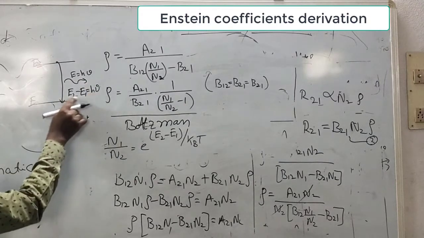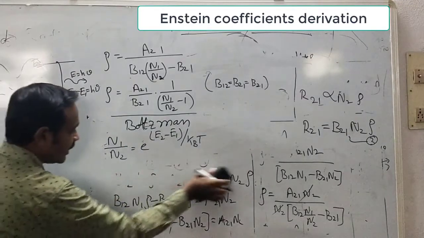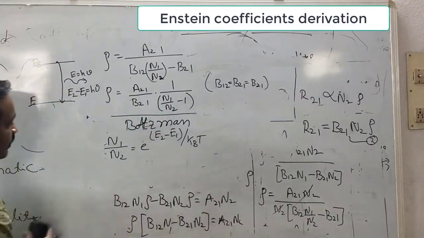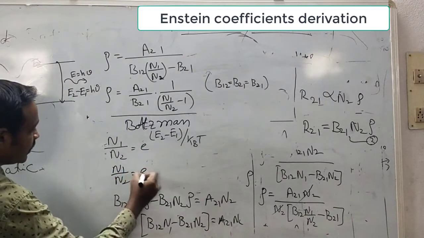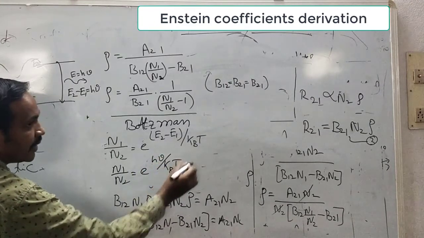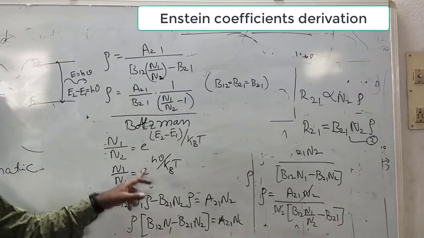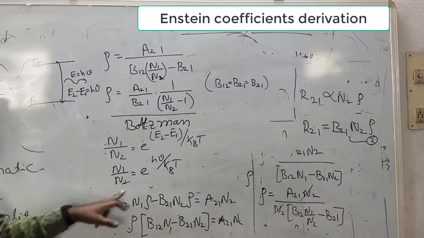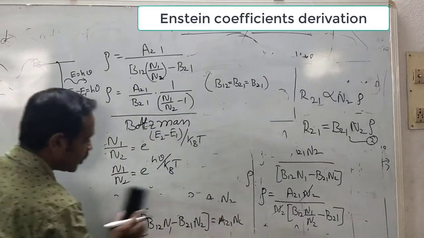Means, can I write in place of E2 minus E1, h nu? Then I write this equation like this: N1 by N2 equals e power h nu by kBT. So N1 by N2 equals e power h nu by kBT you will get. Now I will substitute this value here. Can I put this equation? Slowly I am going to complete.